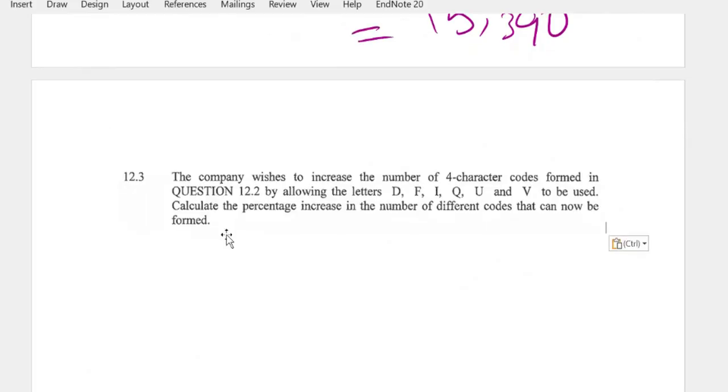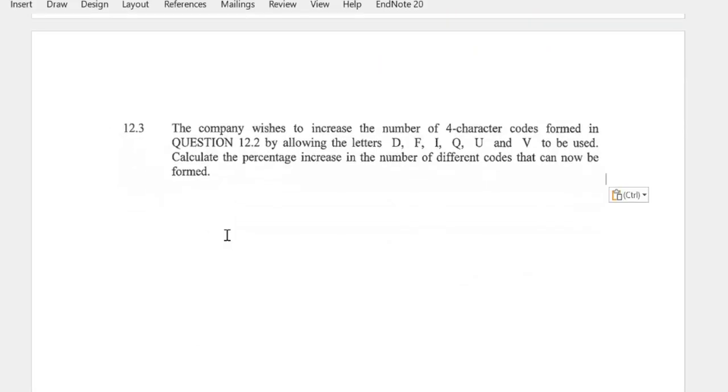The next question is 12.3, the last question of question number 12. We have to calculate the percentage increase in the number of different codes formed in question 12.2 if the company allowed the letters D, F, I, Q, U, and V to be used. So the company removes the restriction on the six forbidden letters, but all the other restrictions from 12.2 remain: no repetition, no W or Z in L1, and D2 must be odd. This means we now have 26 available letters instead of 20. We calculate the new total number of codes.